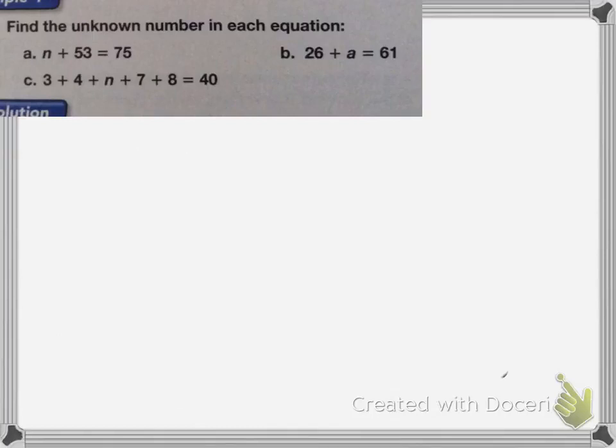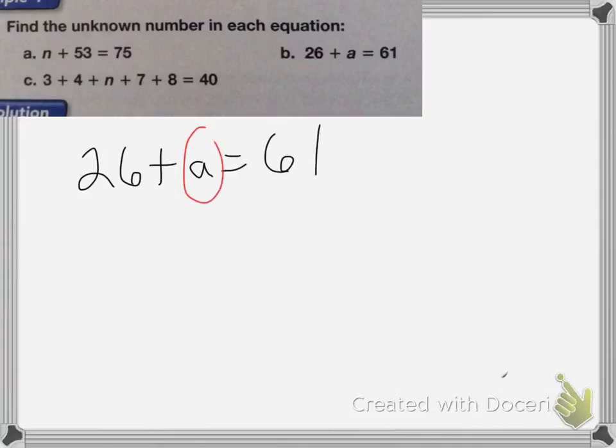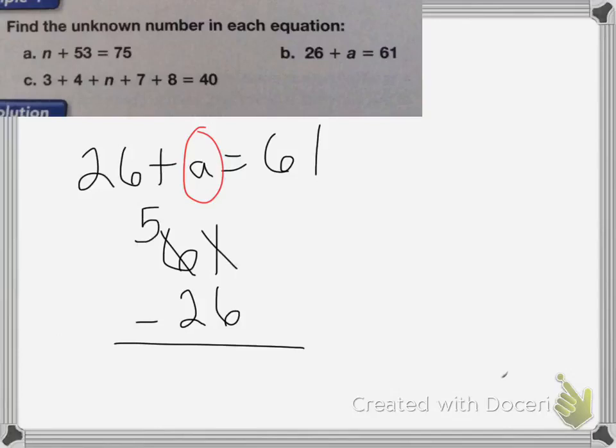Now I do that no matter what addend is missing. So in this second problem, 26 plus a equals 61, even though it's the second number missing, I'm still going to subtract to find it. So I'm going to do 61 minus 26. Okay. Borrow from the 6. 6 becomes a 5. 1 becomes an 11. 11 minus 6 is 5. 5 minus 2 is 3. So my answer is 35.